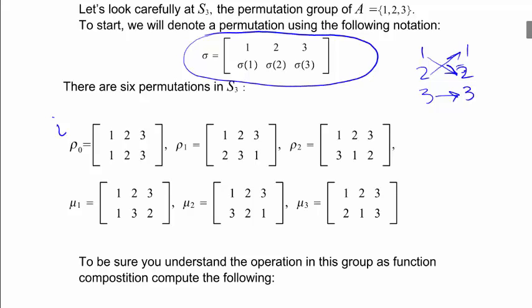We have six of them. That shouldn't be too surprising because we see that 1 has 3 choices to map to, and then once 1 is mapped to something, there are 2 choices for 2, and then only 1 choice for the third. And so 3 factorial is the number of elements in S3.